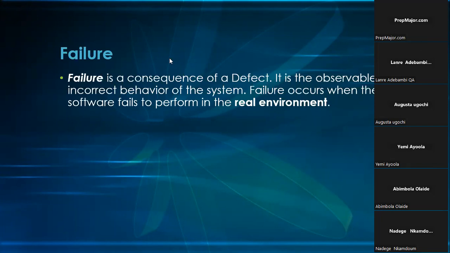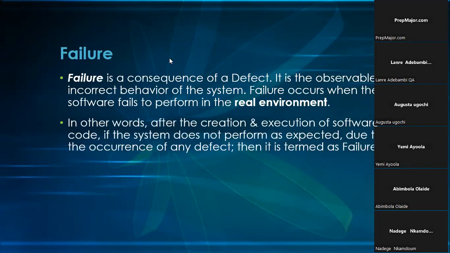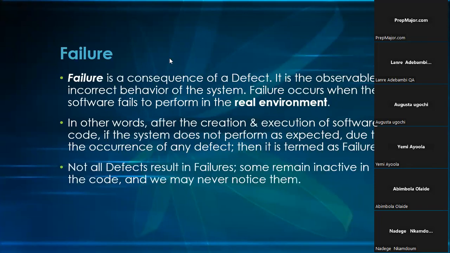So the real environment, if it fails to work there, then it's a failure. In other words, after the creation and execution of software code, if the system does not perform as expected due to the occurrence of any defect, then it is termed as a failure. If it's not working as expected, it's a failure. Not all defects result in failure. You'll know about that. Some might be in the code and we may never notice it. So that takes us to the three: error, defect, failure.